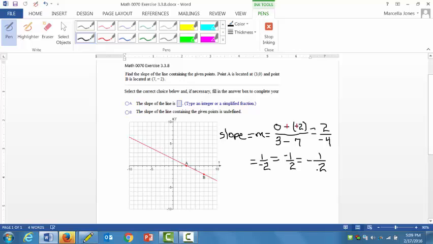And we can see the slope of this line is negative because the line falls from left to right.